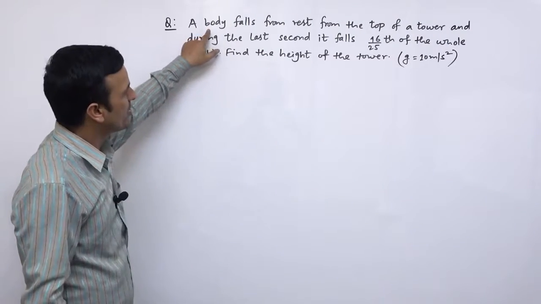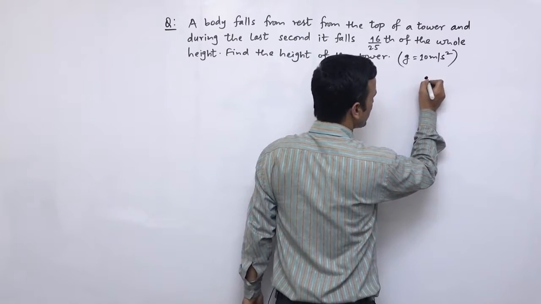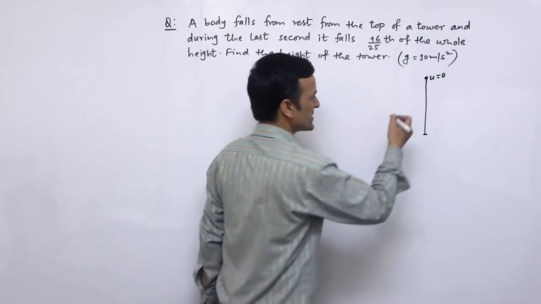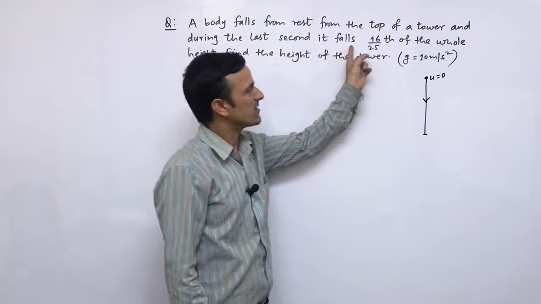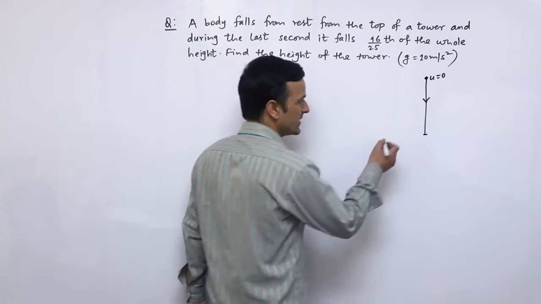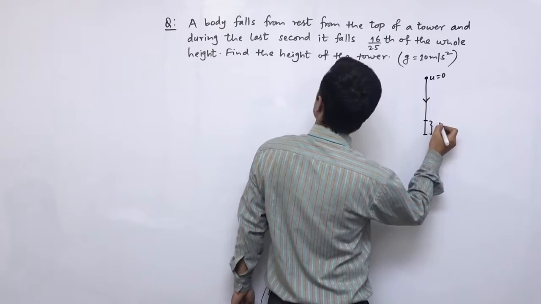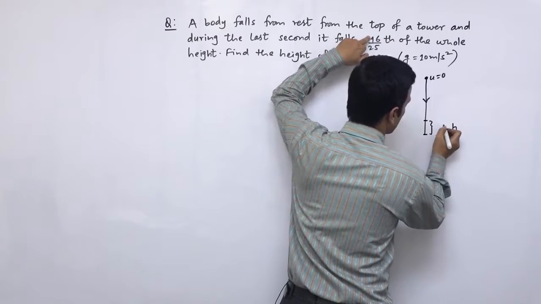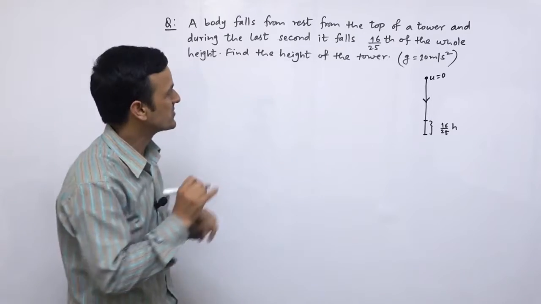अब यो क्वेशन हेरौँ. A body falls from rest from the top of the tower. कुनै एउटा टावरबाट बडीलाई हामी खसाल्दै छौँ, u is equal to 0 in this case. And during the last second it falls 16/25 of the whole height. लास्ट सेकेन्ड भनेको यो 1 सेकेन्ड बाँकी रहँदा, यदि टोटल हाइटलाई h मान्यो भने यो टोटल हाइटको 16/25 अफ h यो ड्रप हुन्छ.